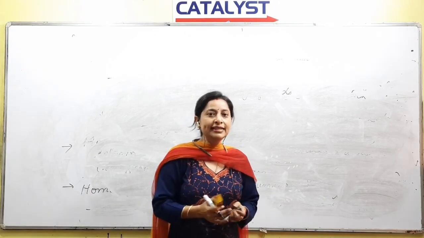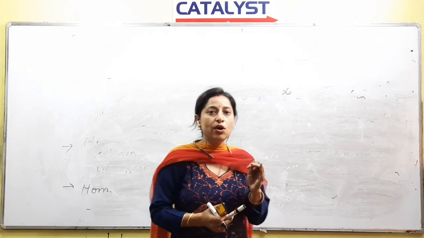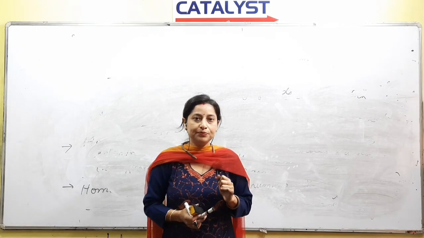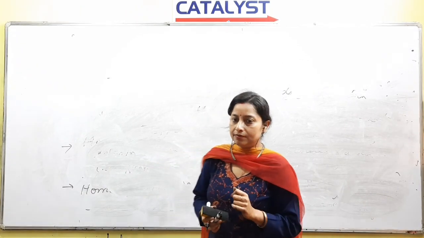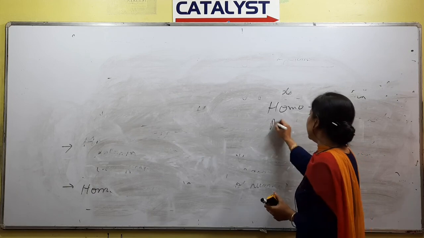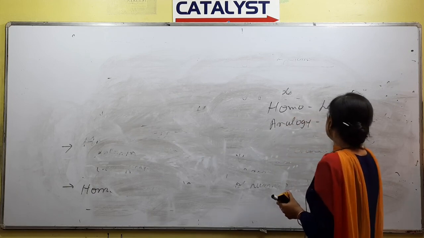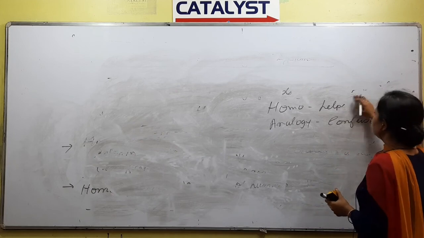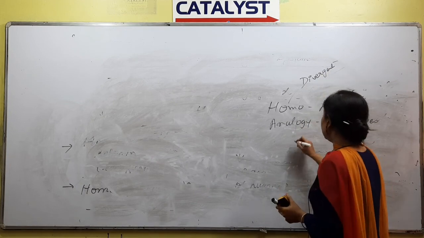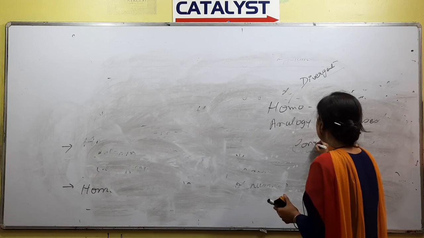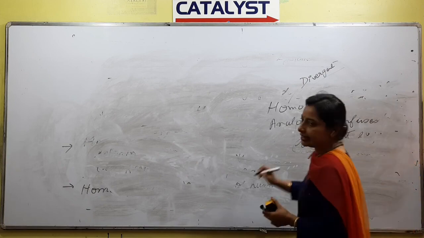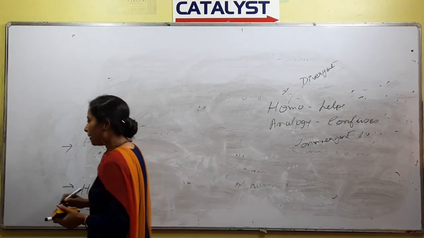Right? So ultimately what we can conclude is homology always helps in classification, whereas analogy always confuses classification. So what does homology do? Homology helps and analogy confuses. Right? Another point that we have discussed is, what does homology show? Divergent evolution, and analogy shows convergent evolution. We do not need many details, no questions come on convergent, but just to know that it shows convergent evolution. Have you understood?